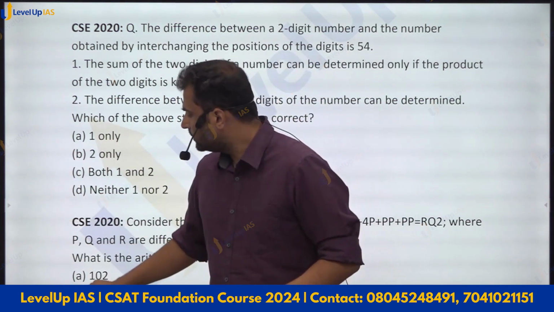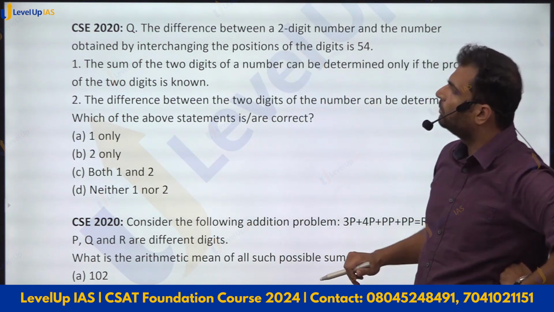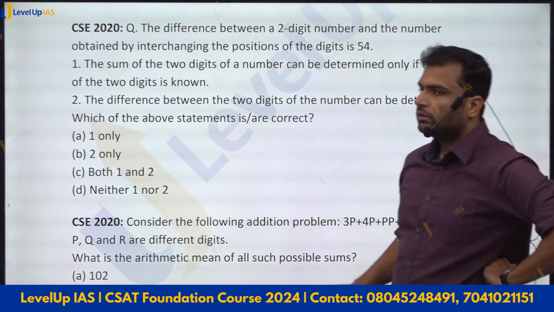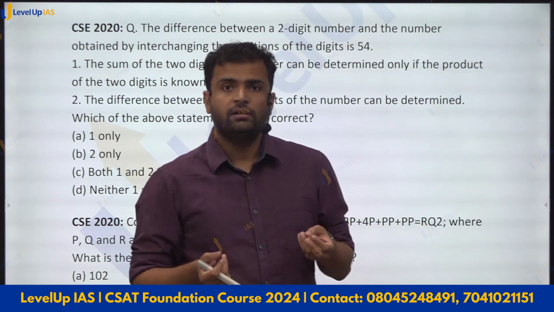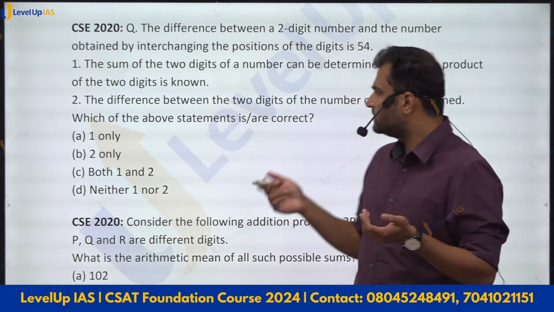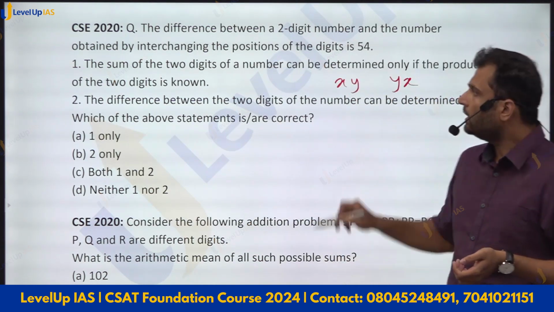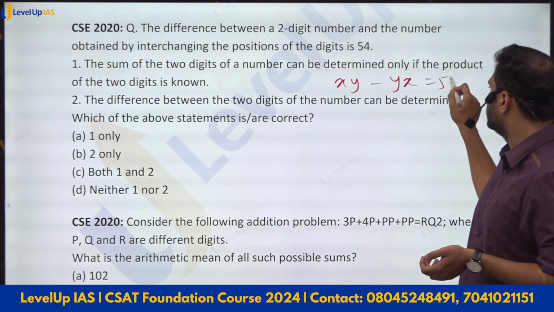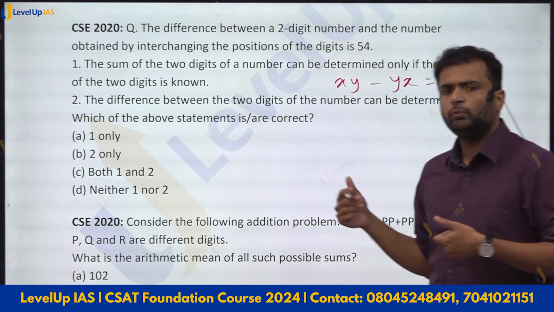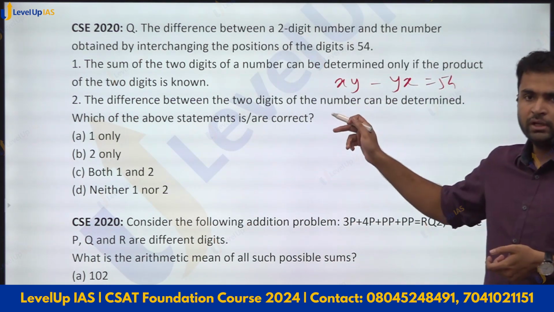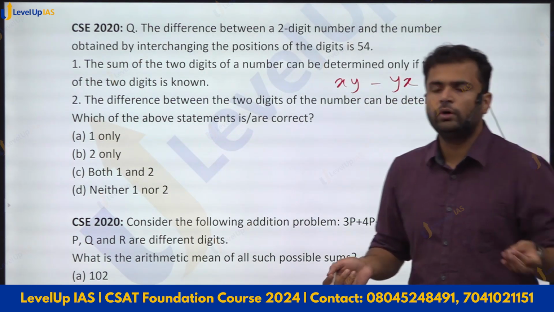Let us see. Firstly, what is given? The given is that the difference between a 2-digit number and the number obtained by interchanging the positions of its digits is 54. So there is some 2-digit number, and we reverse it. If the number is, let's say, xy, we reverse it, we say the number is yx, and the difference between these two is given as 54. That is given. Now again, as I already said, whenever we have unknown digits and a relation is given, where some kind of symmetry seems to be there, we can always look for place values.